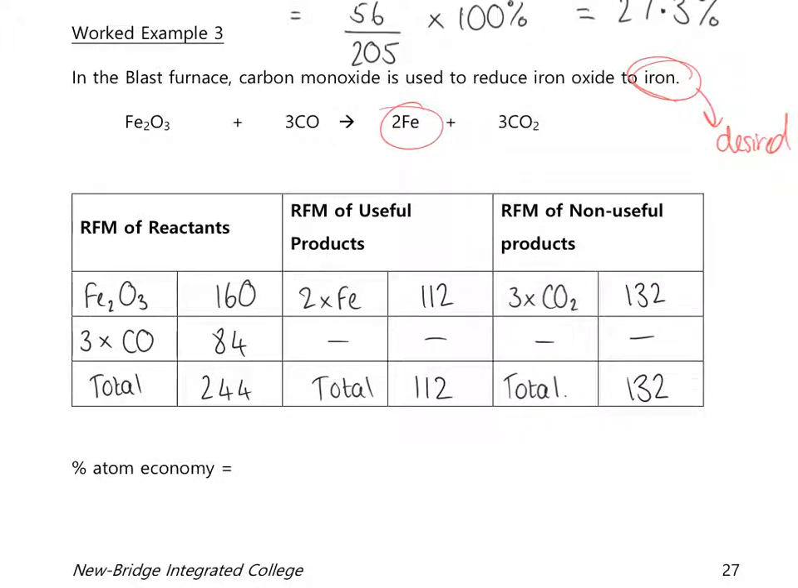Again, percentage atom economy is going to be the RFM of our desired products, which are 112, the RFM of my iron, divided by either the total RFM of your products or the total RFM of your reactants, which is 244 times by 100%, which is equal to 45.9%. So you can see from this number that less than half of the atoms are used to give us our desired product of iron. So more than half of our atoms are essentially wasted in waste product.